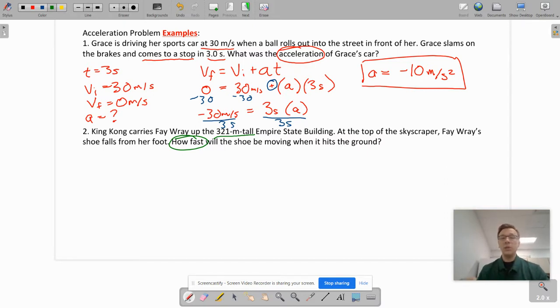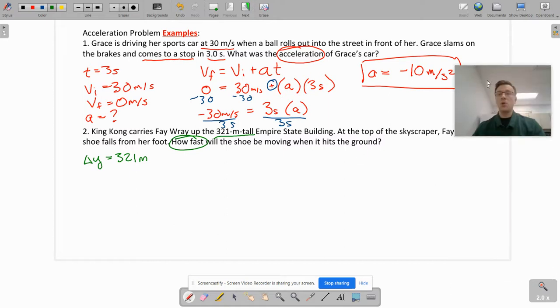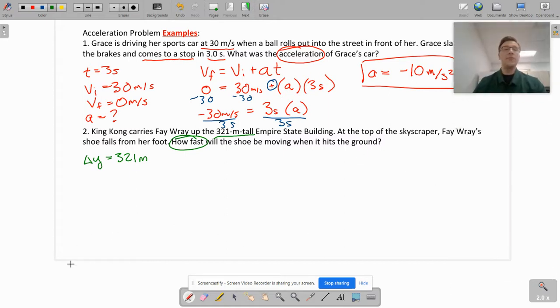The one thing that we know here is we do have a change in position, right? The shoe is going to fall from 321 meters. So instead of using delta x, since this is a vertical fall, I'm actually going to use delta y. And delta y is 321 meters. And then we do know that we're going to be solving for the final velocity.